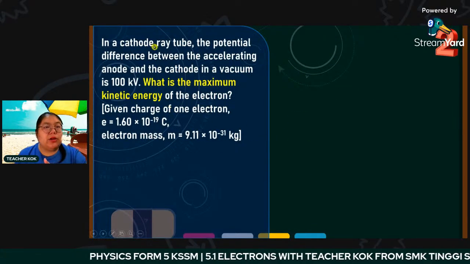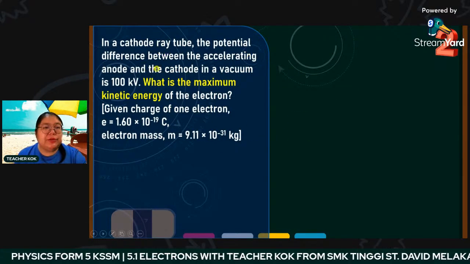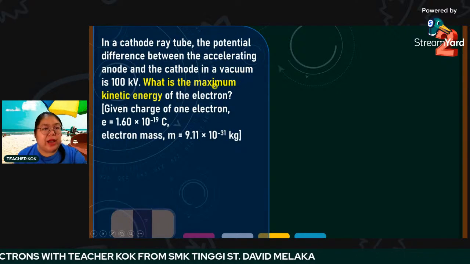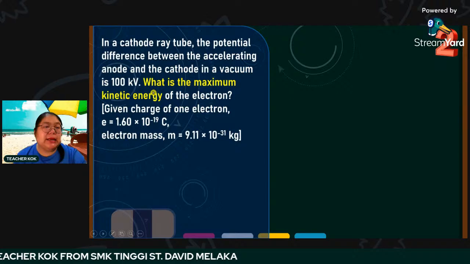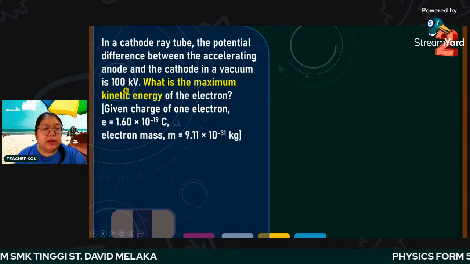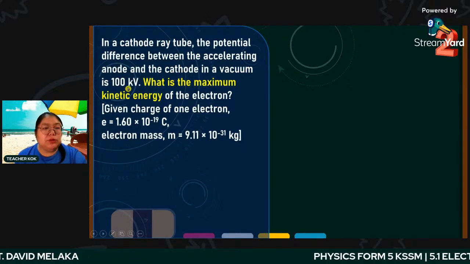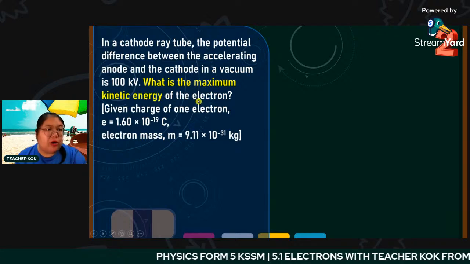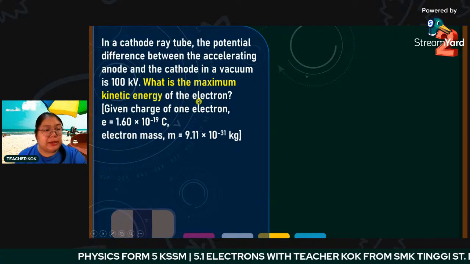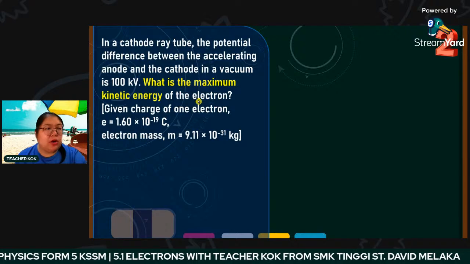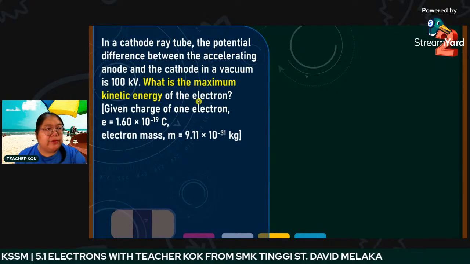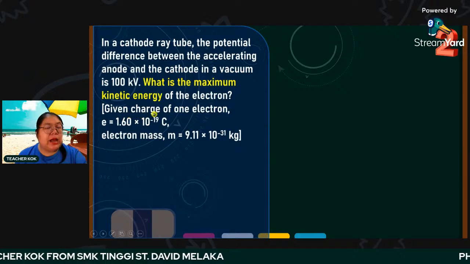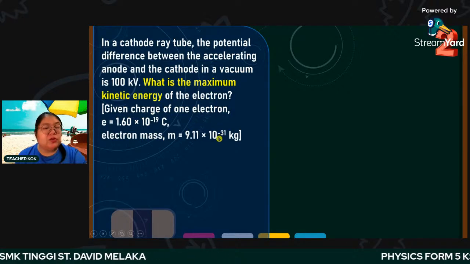In the cathode ray tube, the potential difference between the accelerating anode and the cathode in vacuum is 100 kilovolt. This is the first info. Number 2: what is the maximum kinetic energy of the electron? What is the maximum kinetic energy of the electron? Lincoln is also correct for the question just now. Now they give you the charge of the electron and also the mass.